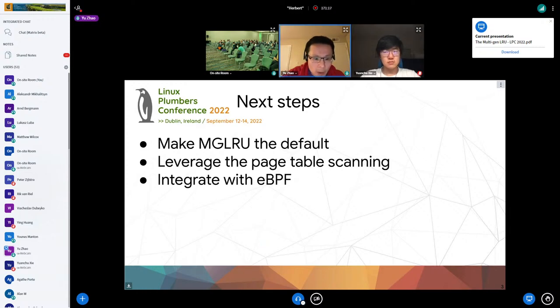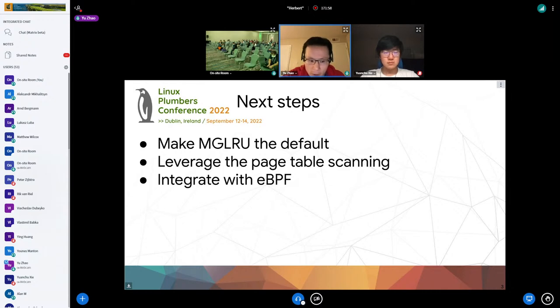And the next step, we plan to make MGLRU default. Currently, it is default in all Chromebooks, and it will not be the default kconfig when it lands in 6.1. Also, MGLRU comes with an efficient page table scanning mechanism. It can help detect empty page tables so that they can be freed. Also, it can help detect THPs with high internal fragmentation so that they can be split. So I'll touch on the details later. And also, we are working on integrating MGLRU with eBPF.